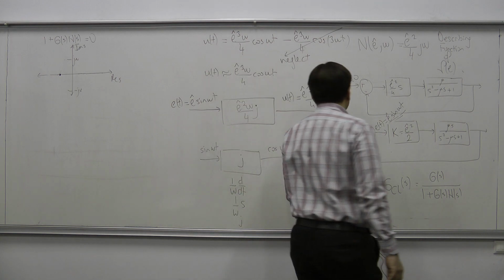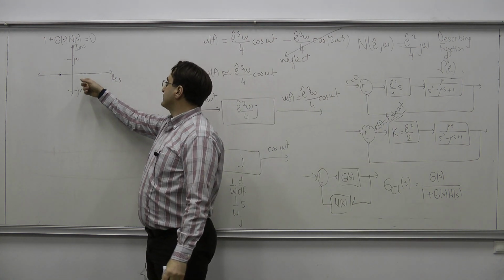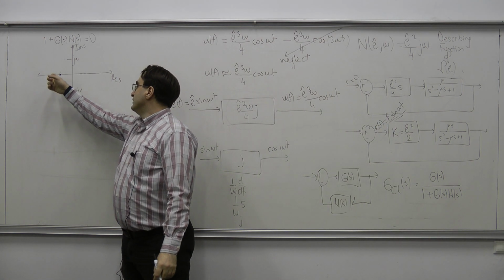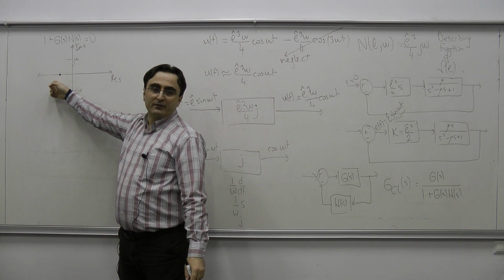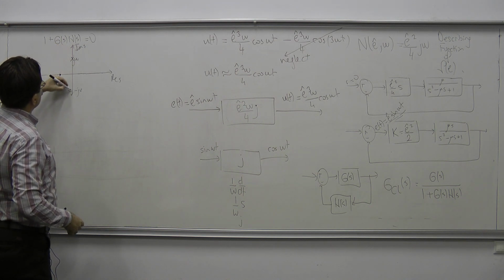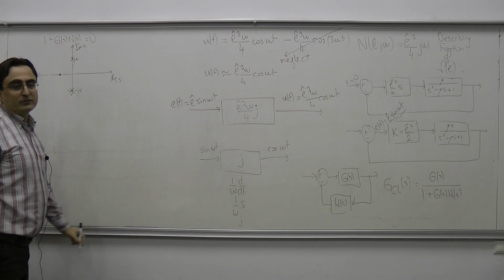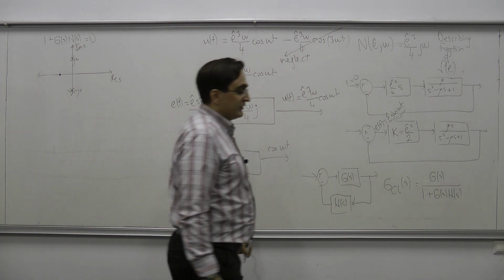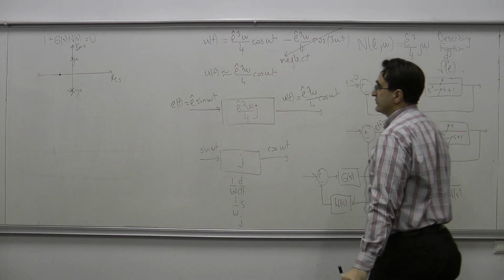The answer is simple. We cannot have complex poles on the right half plane. We cannot have complex poles in the left half plane. We need to have complex conjugate poles exactly on the imaginary axis for the linear system to have sustained oscillations.